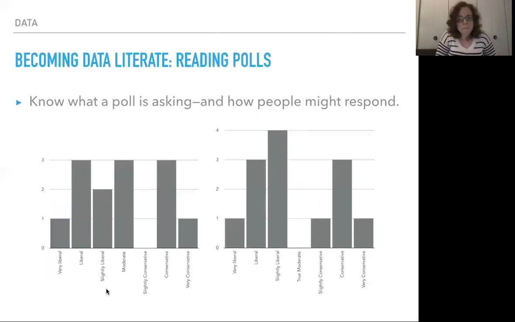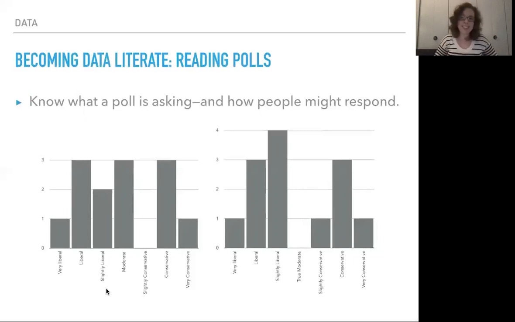So not only are they not perfect in that sense, but we also have to know what they're asking. What was the question that they asked? Probably it was, if the election were held today, which candidate would you vote for? But it could also just be, which candidate do you prefer, right? Questions can be worded differently, and that can really affect how people answer.